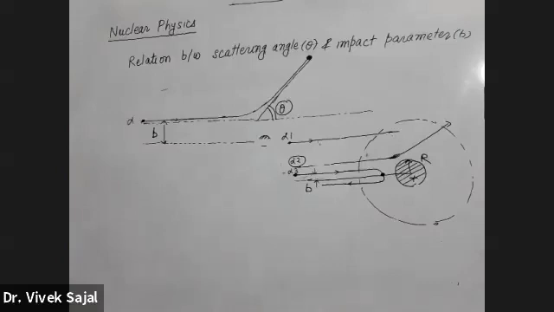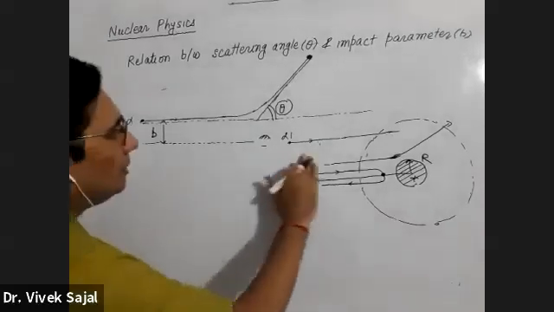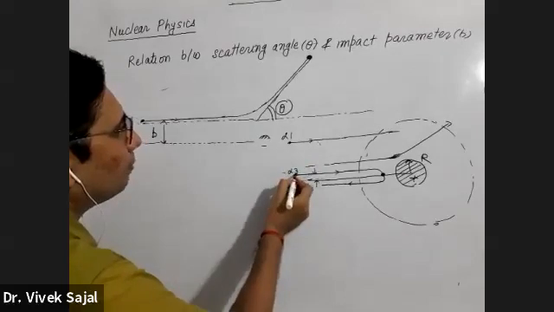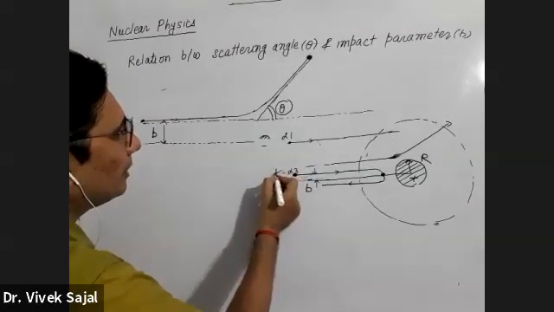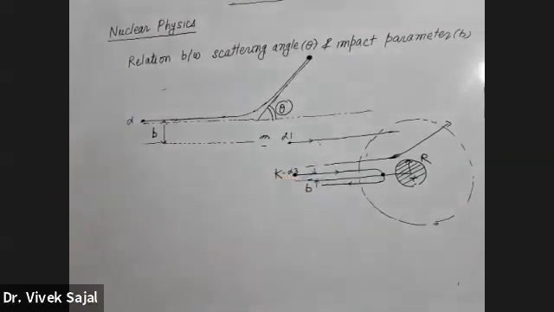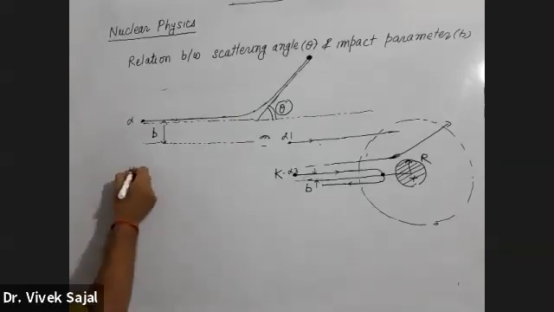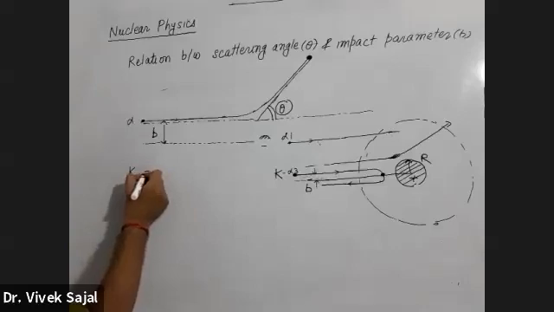You can calculate the distance of closest approach. So with the help of this, I can calculate the distance of closest approach. How can we calculate this? Suppose at this point, the kinetic energy of this alpha particle is K. This is equal to the kinetic energy. This is K, equal to half mv square.